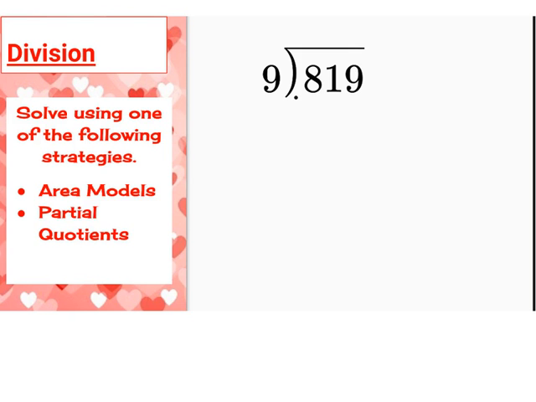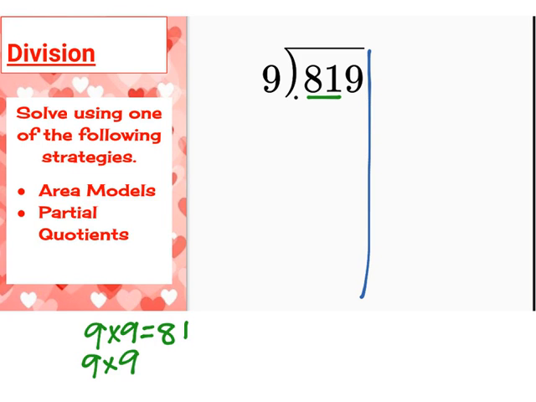Okay, now we have 819 divided by 9. You can do an area model or partial quotient. I'm going to start with partial quotients because that's what most of you do. I look at the first two digits of my dividend, and it's 81. Well, I know that 9 times 9 equals 81. So if I do 9 times 90, I know that equals 810, which is really, really close. So I'm going to use that 9 times 90.